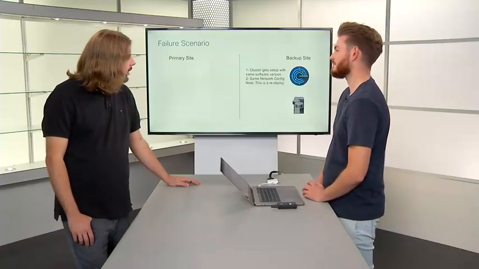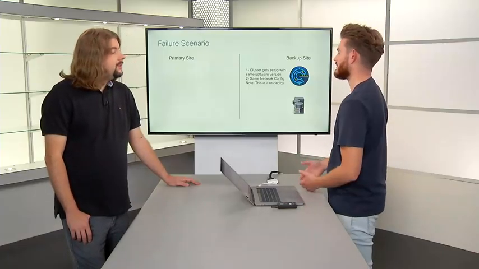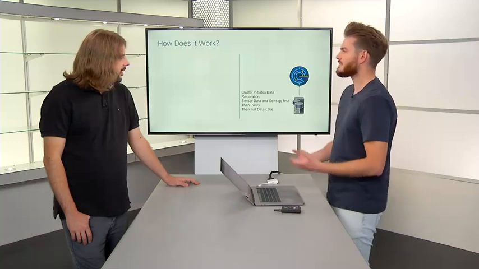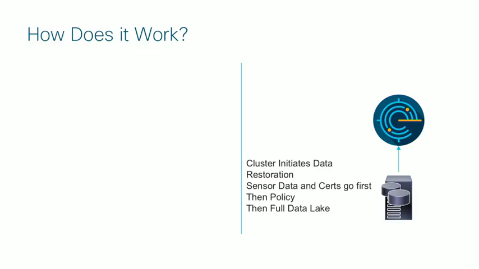Very good, Tim. So we have the network configuration set up. It could be the same addresses, it could be different addresses, and it's going to start bringing that up as fast as possible. Okay. So what happens now? The cluster comes up, and then it's going to initiate that data restoration. It's going to start pulling the appropriate data from that storage array. We can see that it's going to bring back the sensor data and the certificates first.